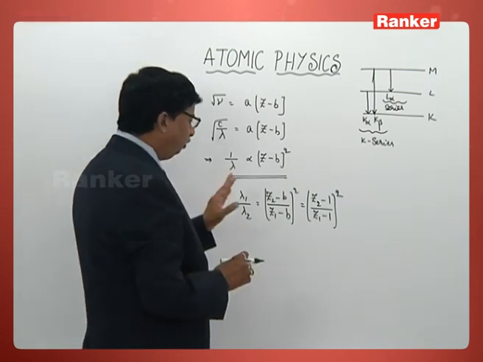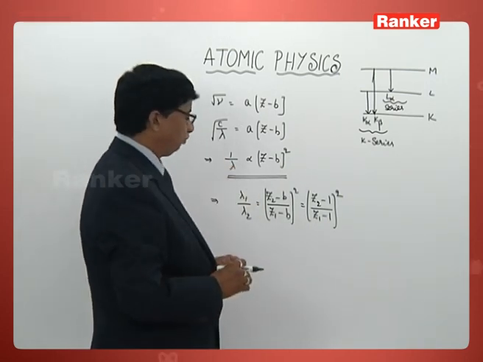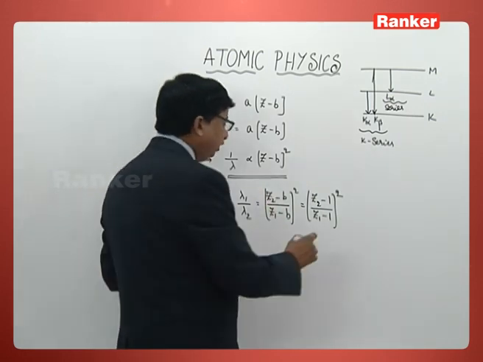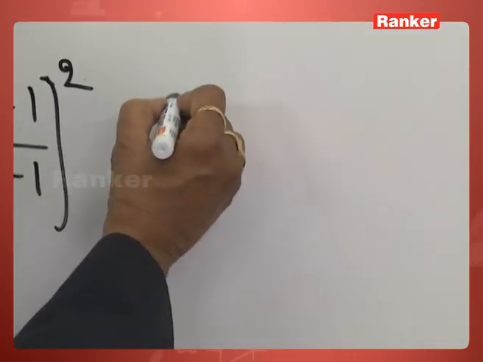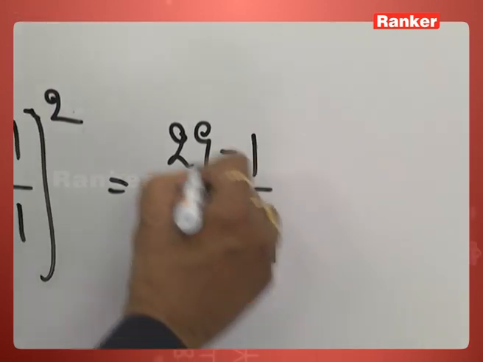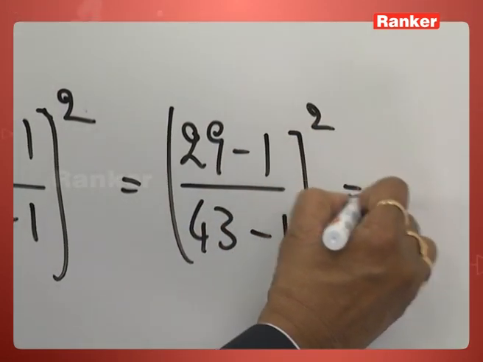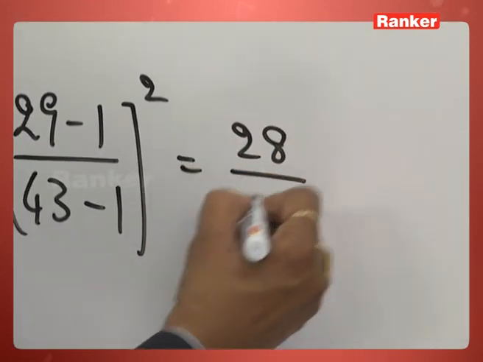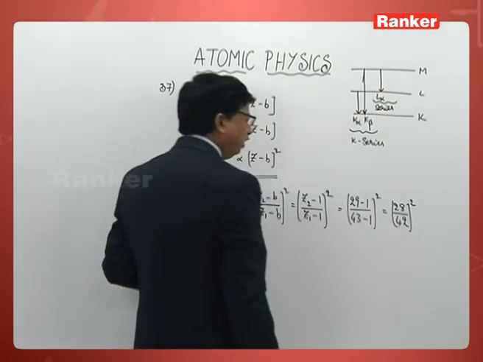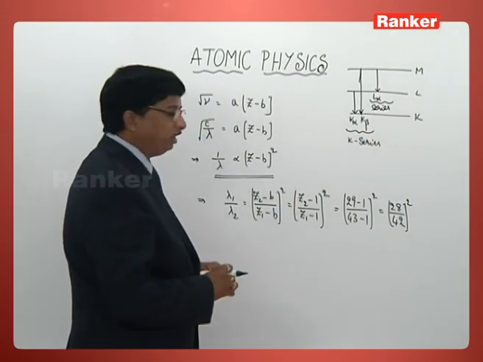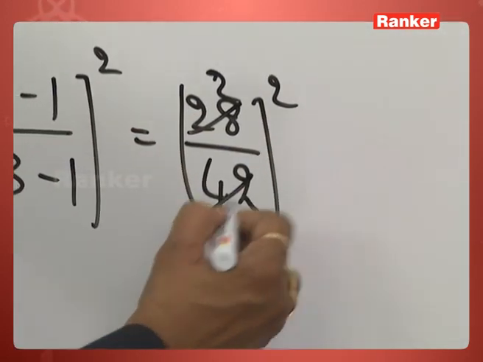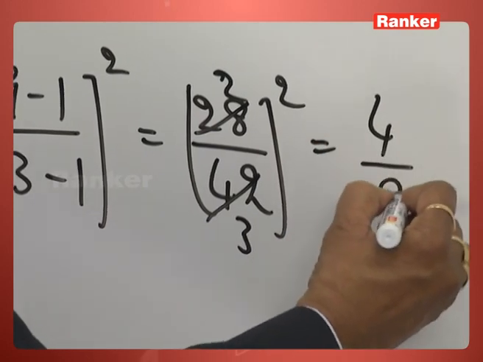But what values has he provided? Look at first: Z1 is given as 43 and Z2 is given as 29. So we can write 29 minus 1 by 43 minus 1 whole square. Directly, this is 28 here and this is 42 here, whole square. Now in fact you can cancel 14 there. So it goes twice here, thrice there. So totally you get 4 by 9.